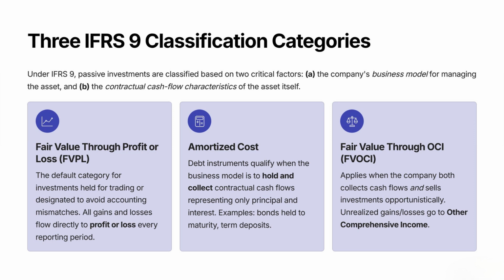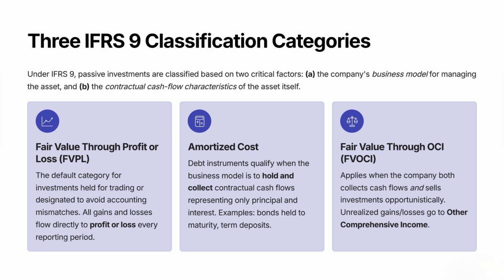Finally, we have FVOCI. This category applies when the company both collects cash flows and sells the investment if market conditions are favorable. For debt instruments, unrealized gains and losses go to OCI, and when sold, they're recycled to profit or loss. For equity investments, the entity can make an irrevocable election to classify them as FVOCI, but once chosen, unrealized gains and losses stay permanently in OCI. So, those are the three IFRS buckets.